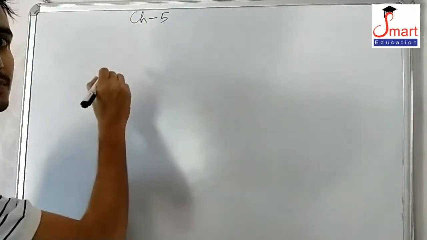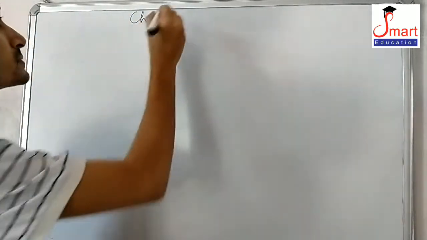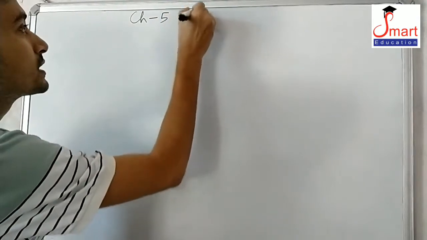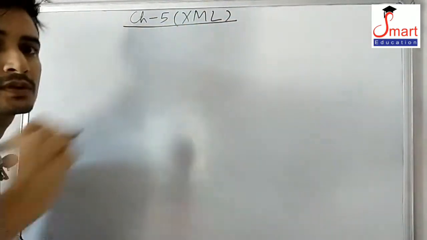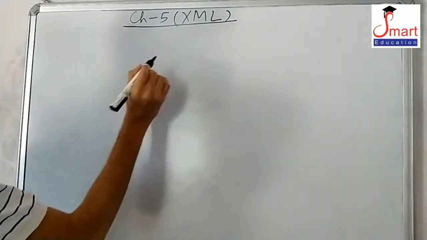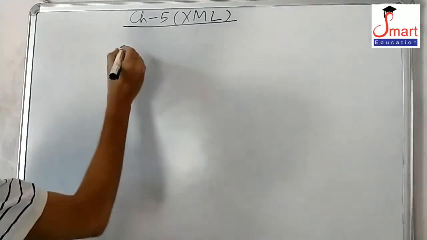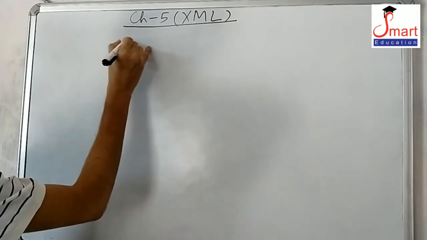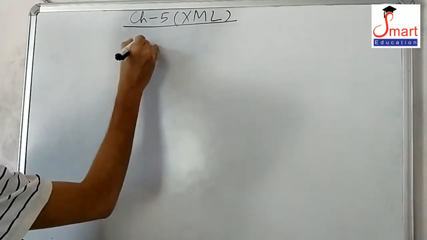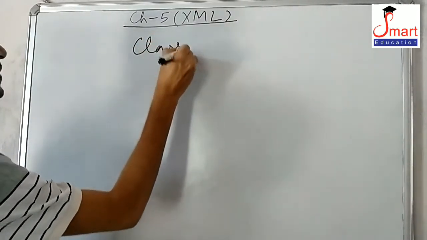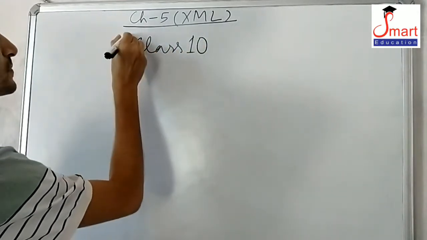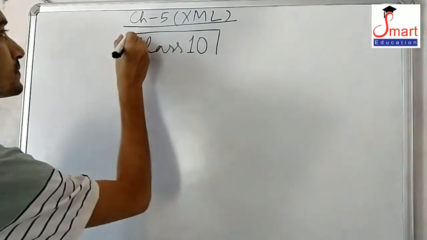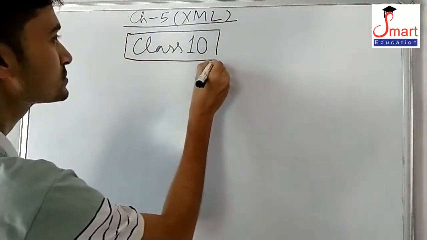Chapter 5, XML. Now see, we have to make a program about class 10. So I'm going to write here root element class 10. Don't give space here. Write together and draw a box.